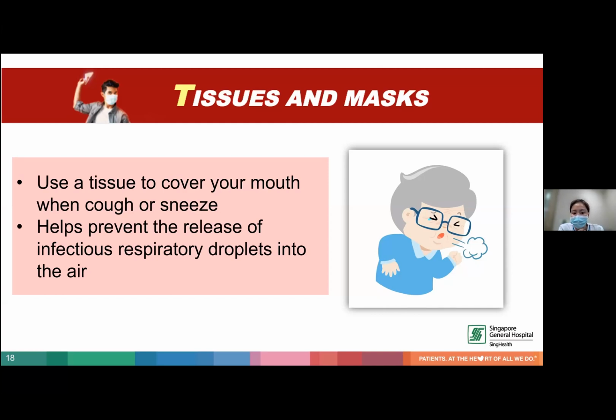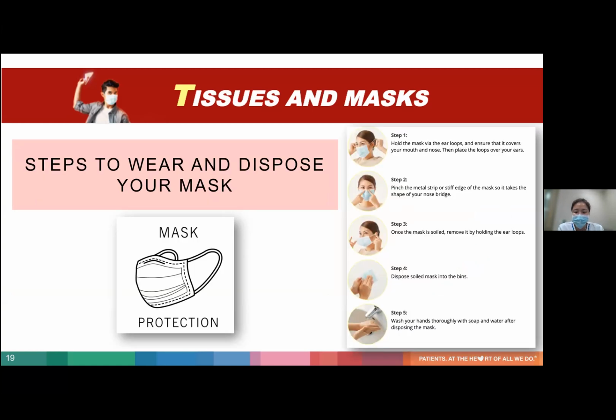Okay, and there's a proper way to change your mask, which I will show you. If you look at the steps on the right hand side, when you wear your mask, you should hold on to the ear loops. Make sure it covers your mouth and your nose. Most of the masks are pleated, so when you wear them, you need to open up the pleat and then hook them to your ears. And there's a metal piece at the top. You're supposed to mold it along the shape of the nose bridge to ensure that it fits well.